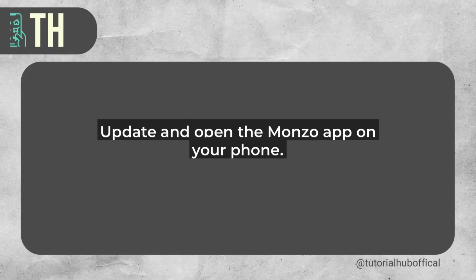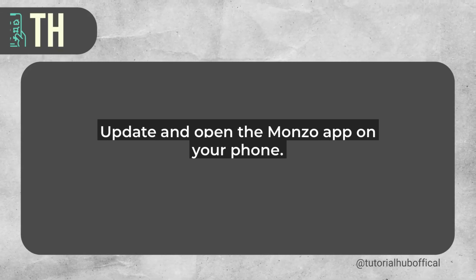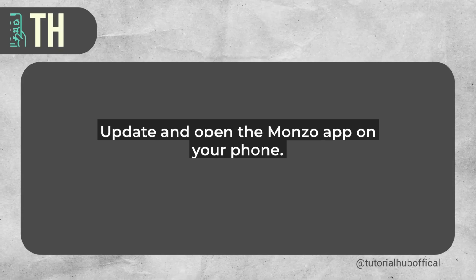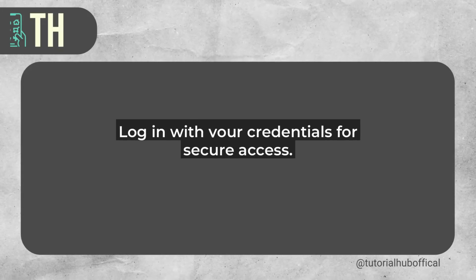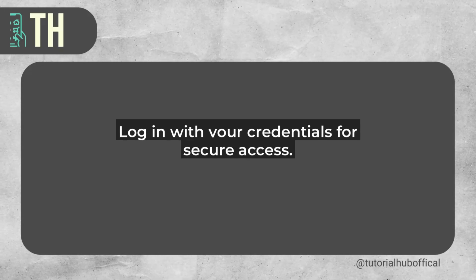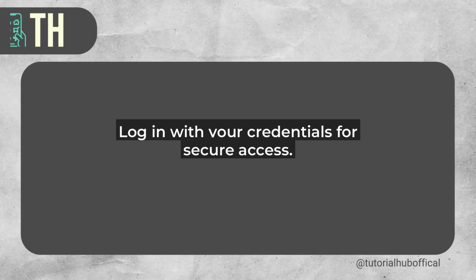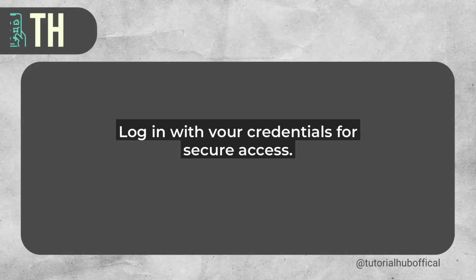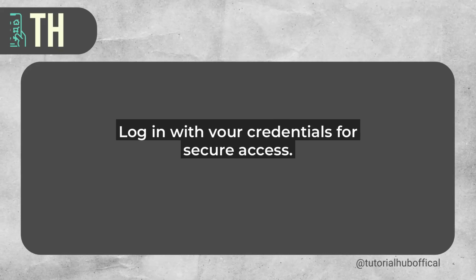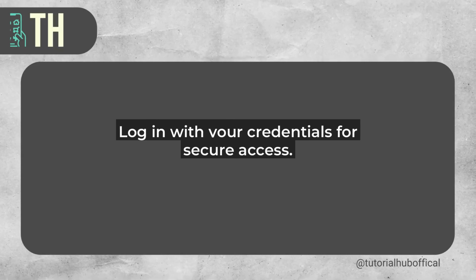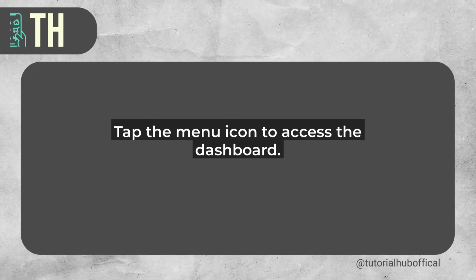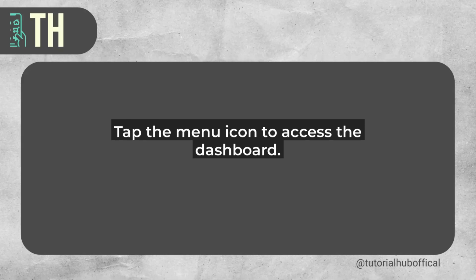First things first, make sure you have the latest version of the Monzo app installed on your phone. Head over to your App Store, update if needed, and open the app. Once you're in, log in with your usual credentials. That's your email, phone number, or biometric login for extra security. Now, once you're logged in, tap on the menu icon, usually represented by 3 lines or a hamburger icon in the top corner. This will bring up your main dashboard.